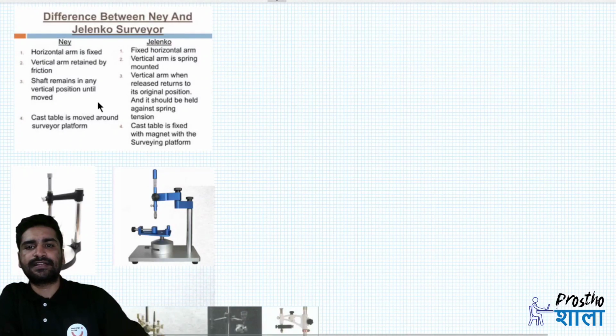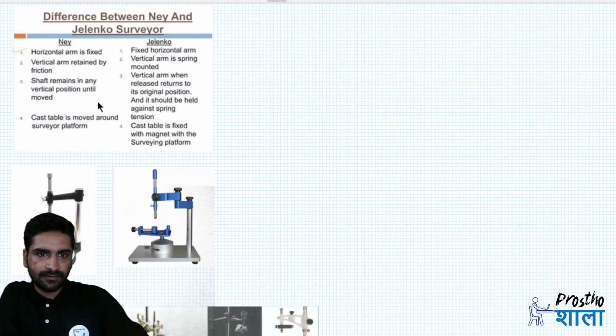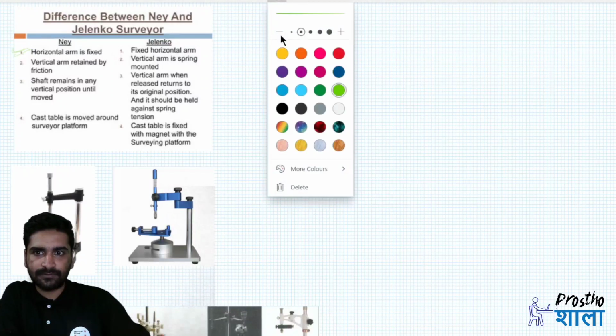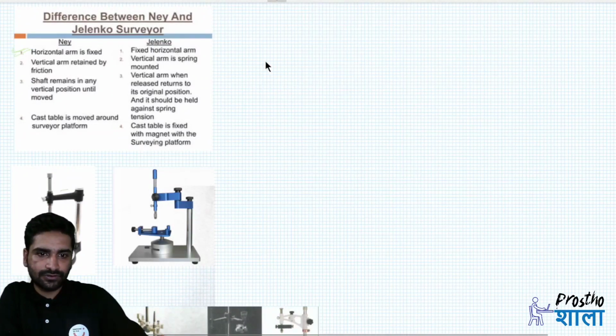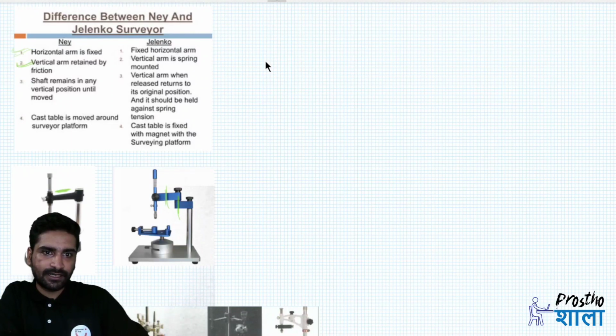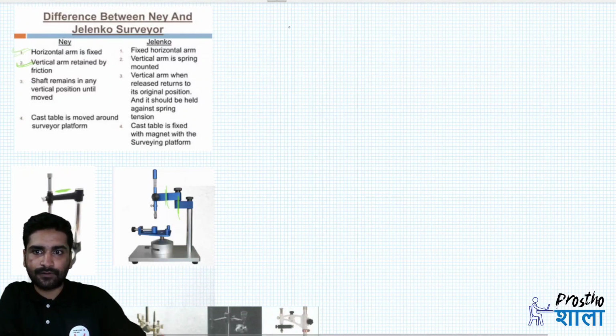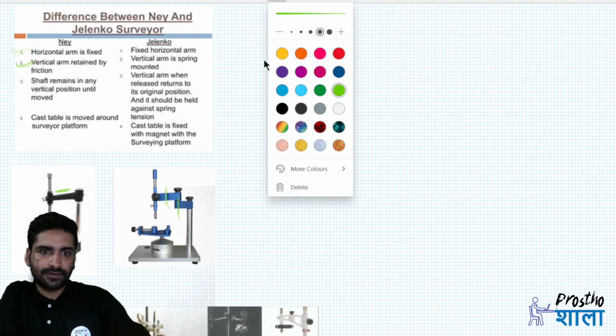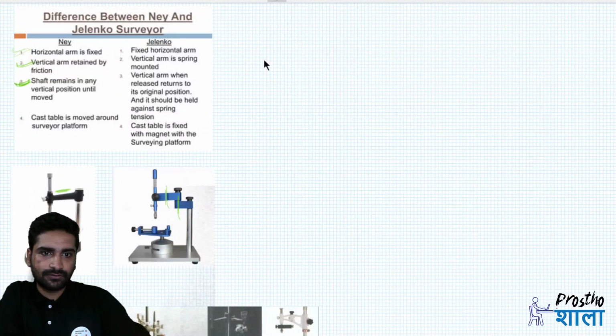So when we talk about the Ney surveyor, horizontal arm is fixed, right? You can see the horizontal arm which is fixed over here. There is no joint present in this area, whereas there are two joints present in the Jelenko surveyor. Vertical arm is retained by friction. Okay, the retention mode of the vertical arm is through friction. Over here you have a knob, you put it down and again lock the knob, whereas over here it is spring loaded. Okay, because if you release, it will return back to its original position.